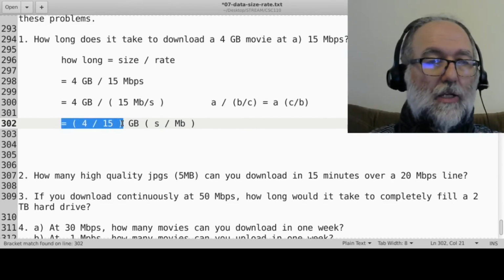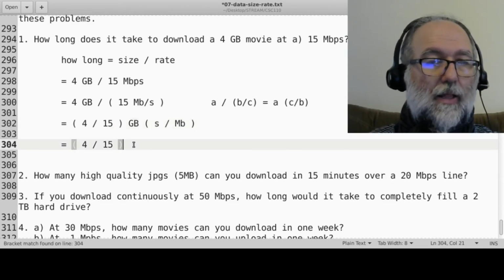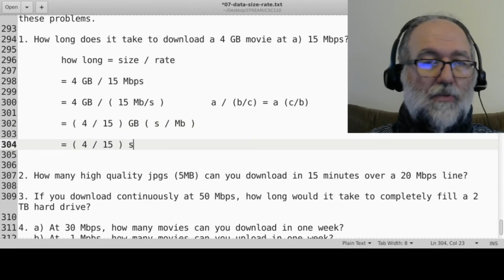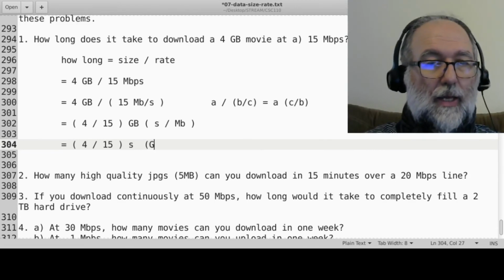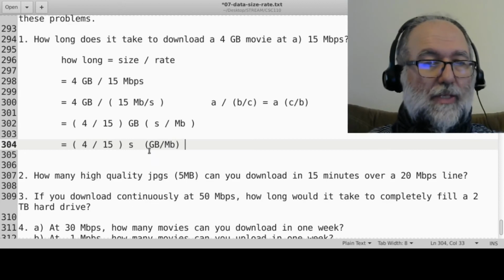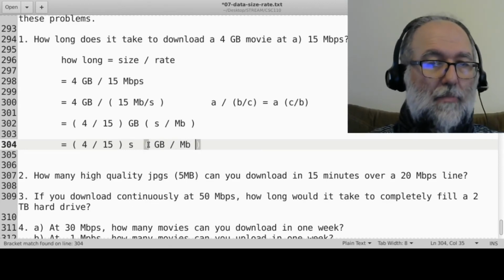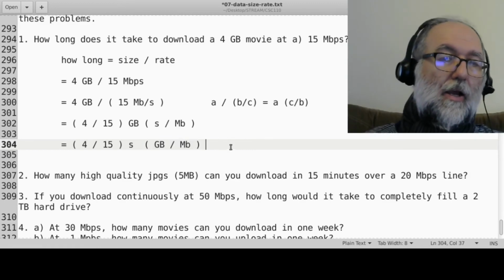So we can actually just put the numbers here for a second. We can put the seconds by themselves, okay? And then we can actually just put gigabytes divided by megabits here like that, okay? Put this off to the side because this is the part that we need to untangle a bit more, okay?